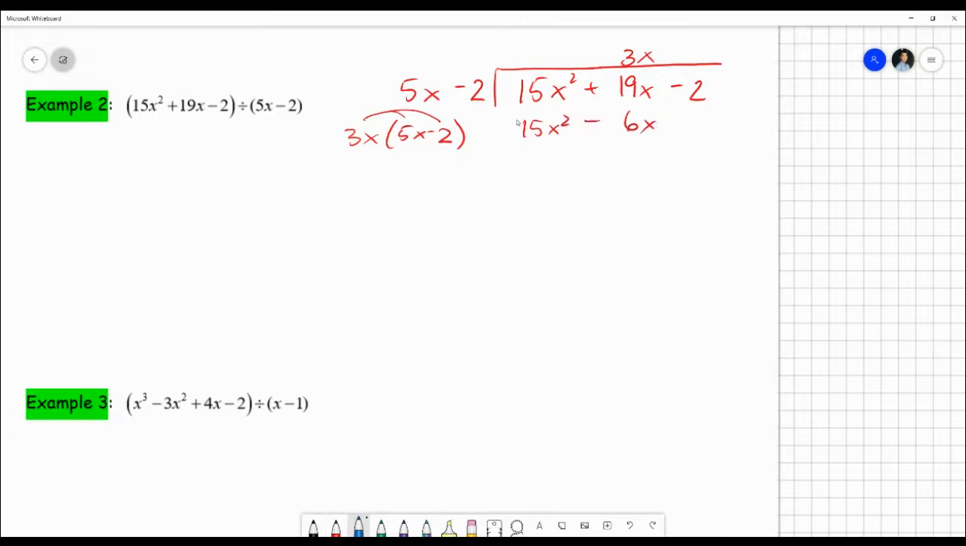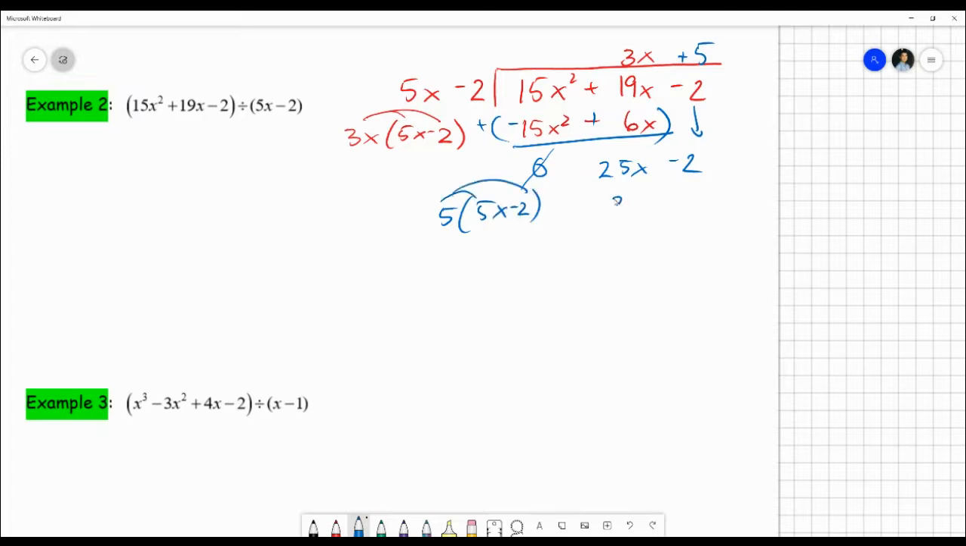And then we need to subtract, which means we need to change all our signs. So this becomes plus, minus, plus. So this is a 0, so that's good. 19 plus 6 is 25. Bring down the next number. All right, 5x times what gives you 25x? So I need a positive 5.